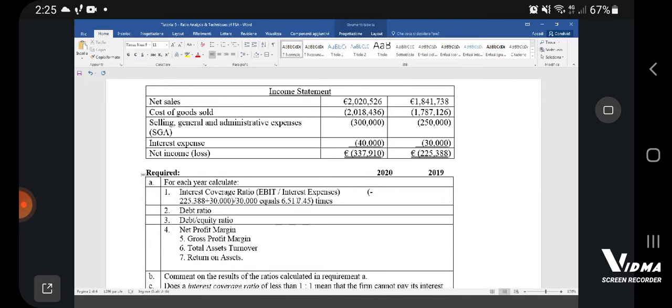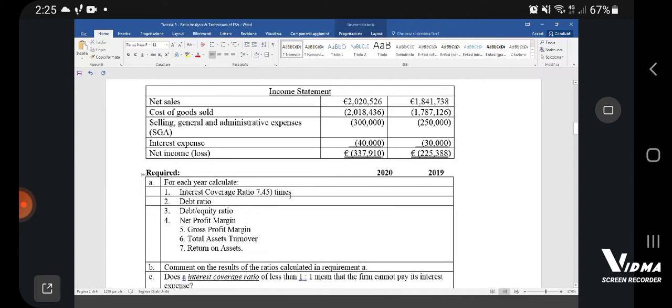Okay, so make sure you understand what you are calculating over there. Right now, I'm just taking everything out because we are interested to know only the values of the ratios. So it is 7.45 times in 2020, and a year ago it was 6.51.